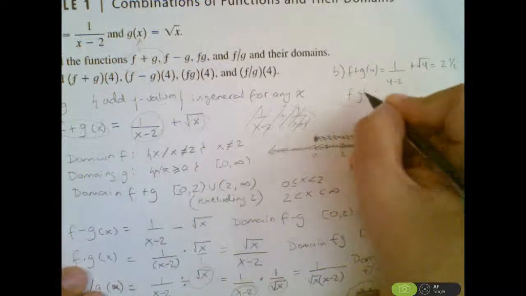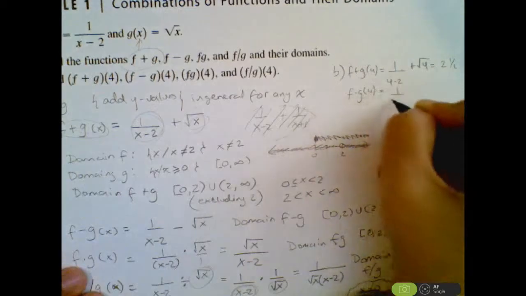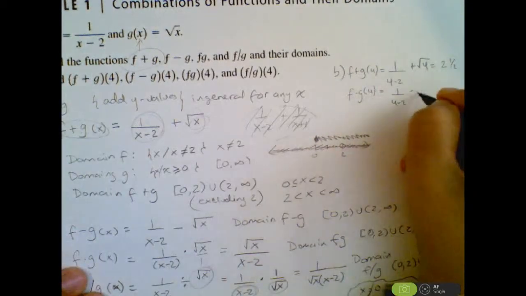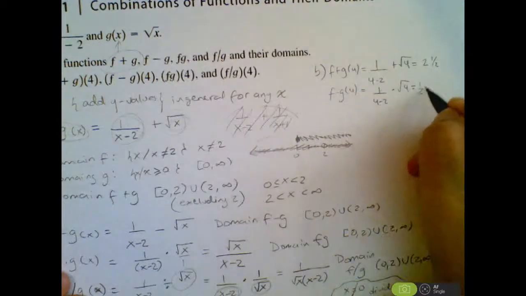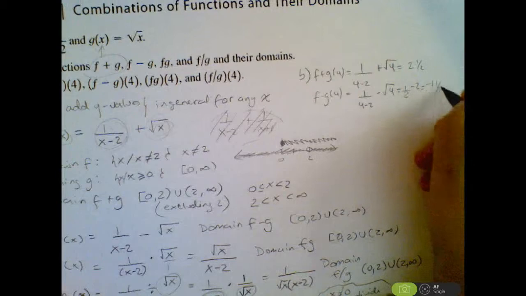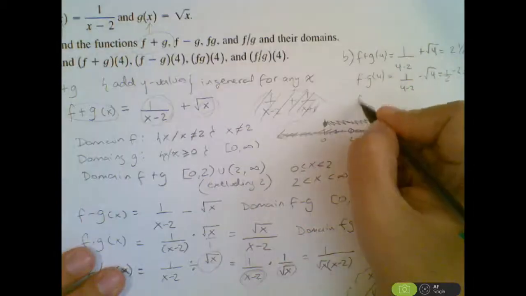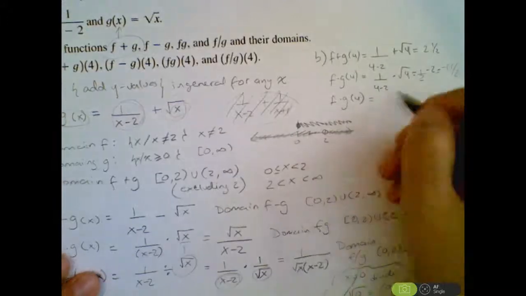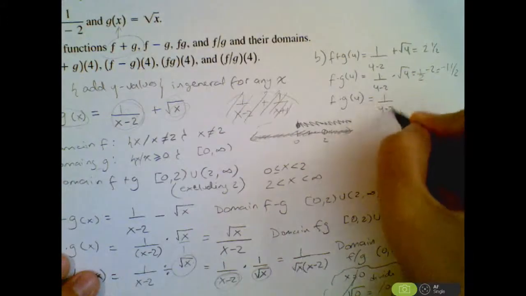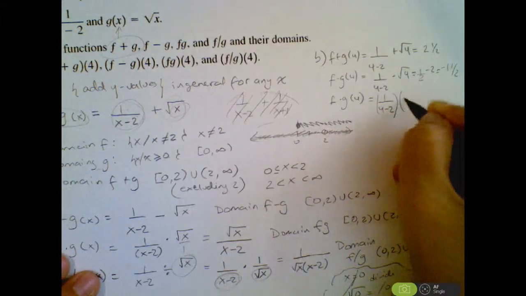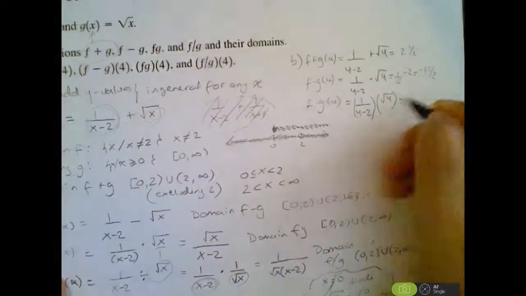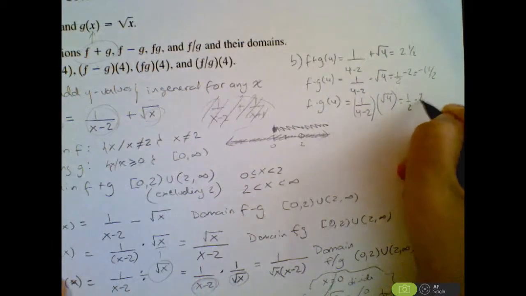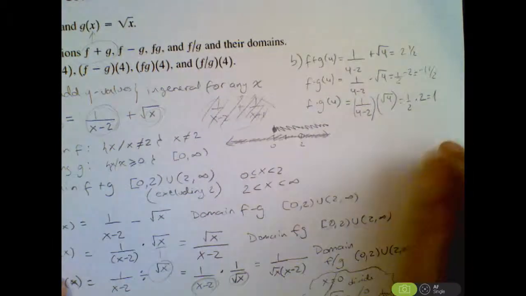F minus g of 4 will be 1 over 4 minus 2 minus square root of 4, and that will be 1/2 minus 2, and that will be negative 1/2. Done. F times g of 4 would be 1 over 4 minus 2 times the square root of 4, and that will be 1/2 times 2, and that will be 1.